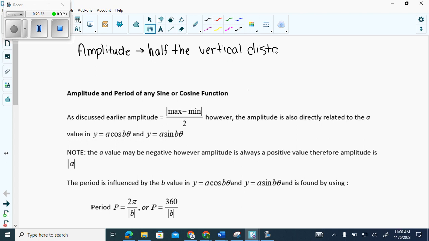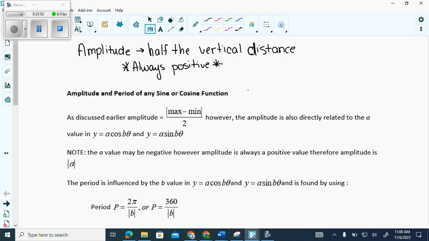And because it's a distance, it's always what, do you think? Positive. Yes. Because displacement can be negative, but distance can't. So it's half the vertical distance.